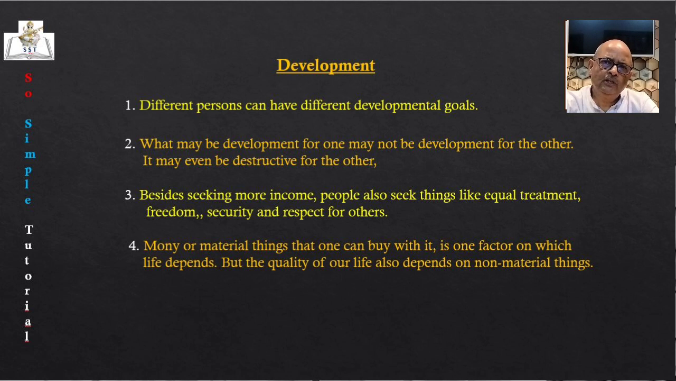So we can come to another conclusion that money and material things that one can buy with it is one important factor on which our life depends. But the quality of our life also depends on non-material things like freedom, security, equal treatment, respect of others and of course friends. Living a life simply and living a quality life, there is a difference.